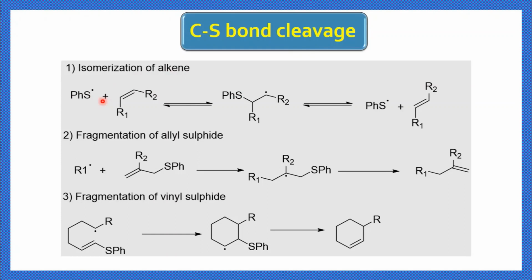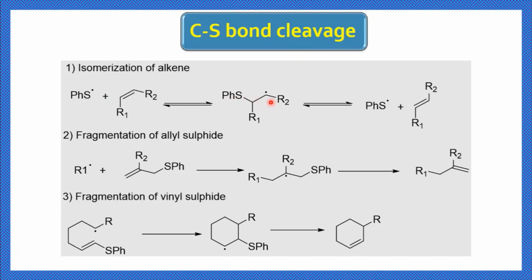So consider this PhS radical, the benzene sulfur radical. It is generated from PhSX, but we skip the first step here, so you have to imagine that it is generated from a halide. The PhS radical reacts with this carbon-carbon double bond of the cis alkene, and it generates a CH2 radical. This CH2 radical reacts with this PhS, and you will get this product.